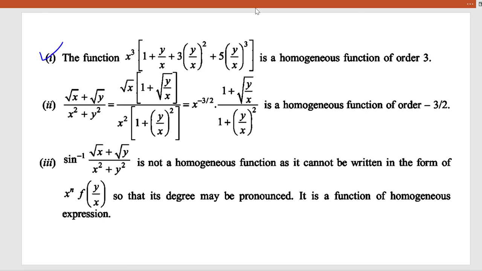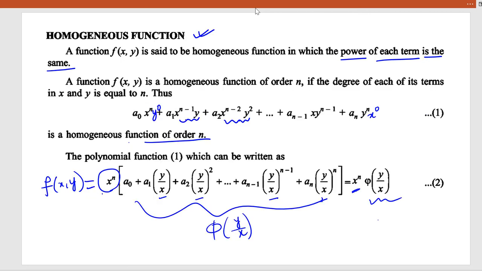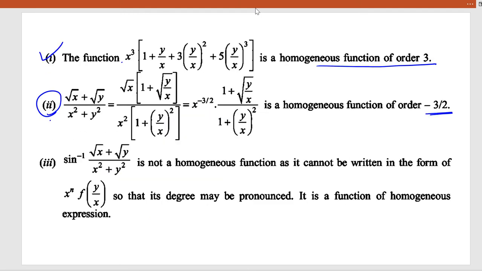Now similarly, for example, this is a homogeneous function of order 3. If you consider this one, then this is a homogeneous function of order minus 2 by 3. We have not mentioned what n is; n can be negative. N is not specified as positive, negative, or 0, so negative can be there. But for this function, you can see we do not have the liberty to write it in this form, and that is why this is not a homogeneous function.